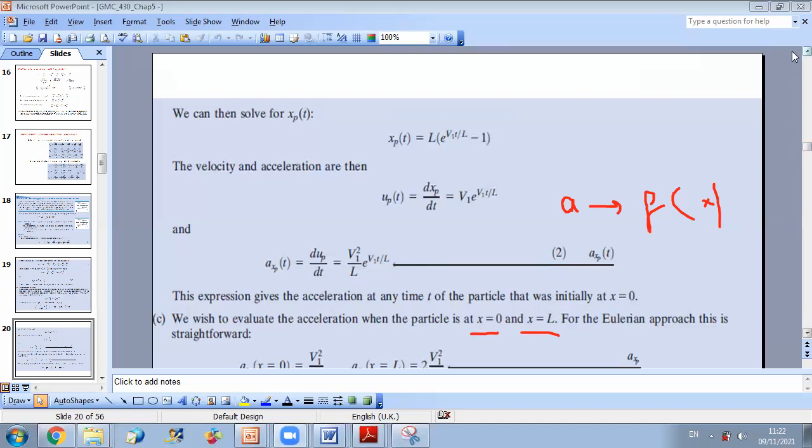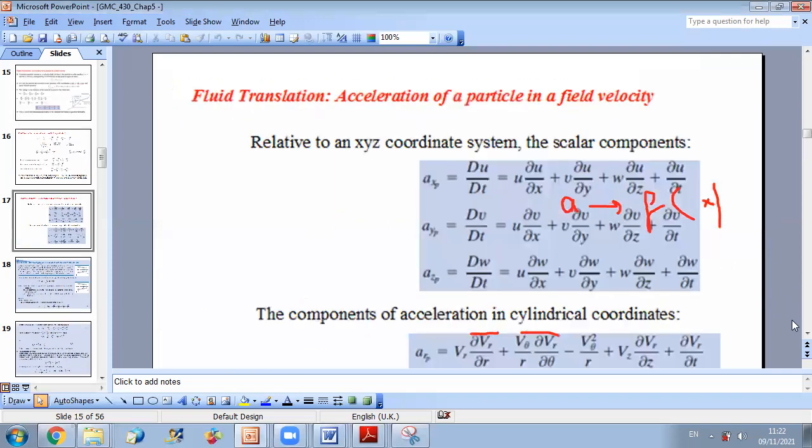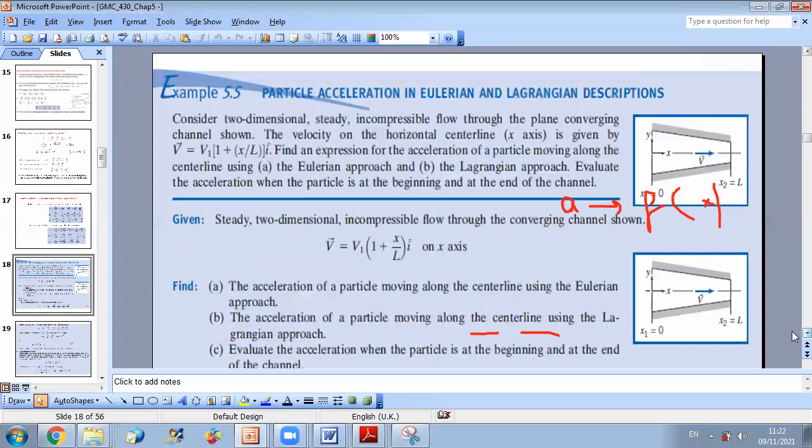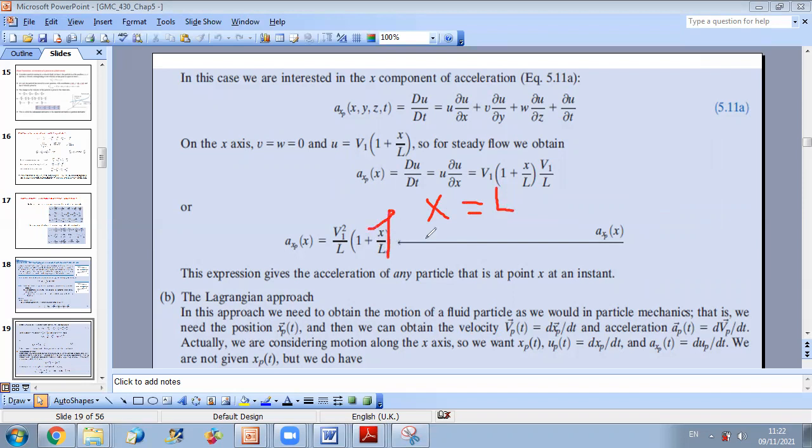So if you remember, this was your expression from Eulerian approach. So from Eulerian approach, we got that A is V1 squared over L times 1 plus X over L. So now if we replace X by 0, we get that at X equals 0, we have A equal to V1 squared over L. And for X, the second question was to determine for X equal L, what is the acceleration? For X equal L, L over L is 1. So we get 2 V1 squared over L.